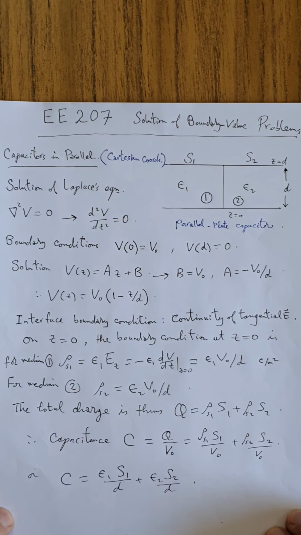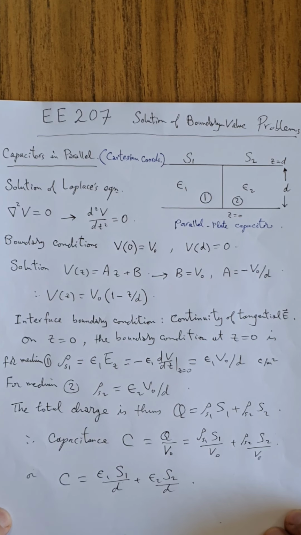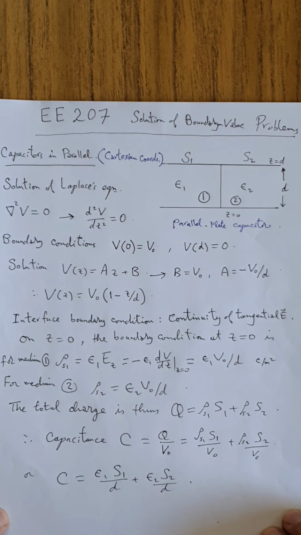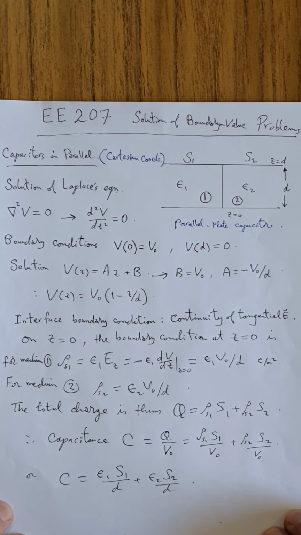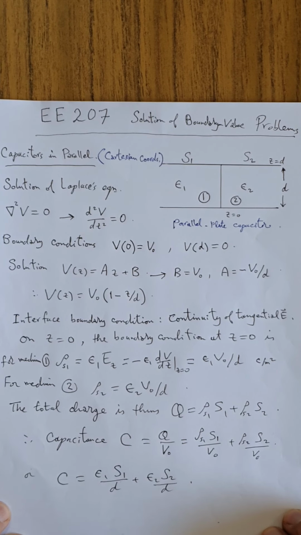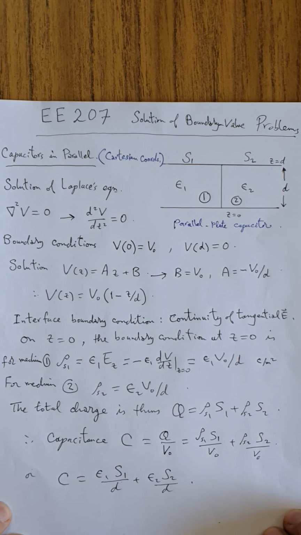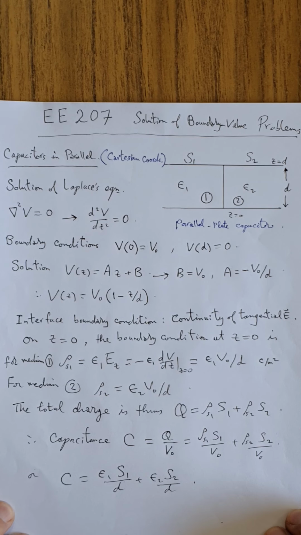Here we solve Laplace's equation, which is one-dimensional. Del square V becomes d second V over dz square equal to 0, with boundary conditions V of 0 equals V naught and V of z equals d equals 0. The solution is V of z equals az plus b, with b equal to V naught and a equal to minus V naught over d. So this is the solution.